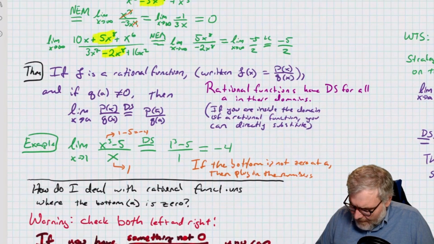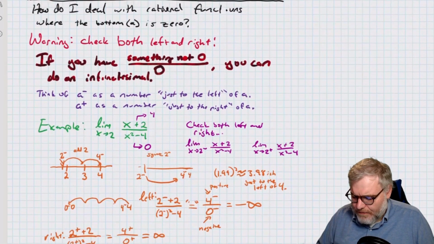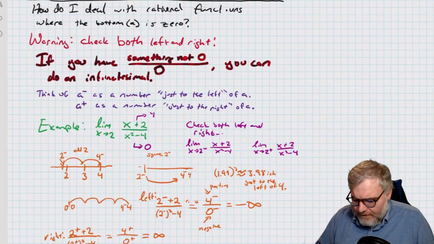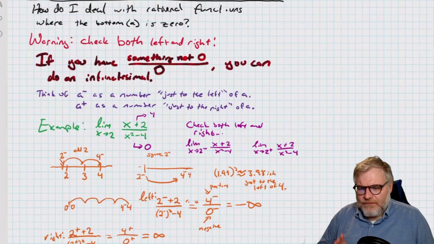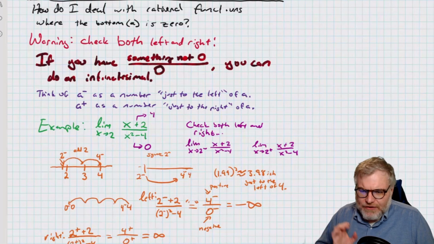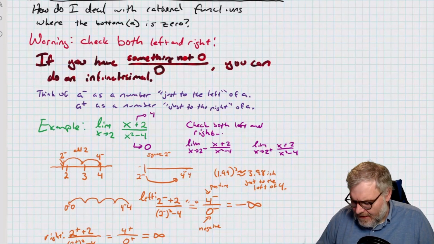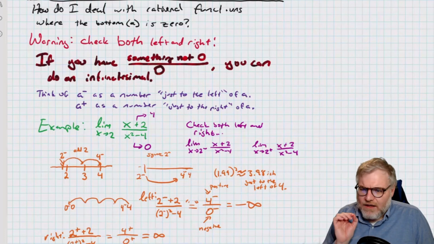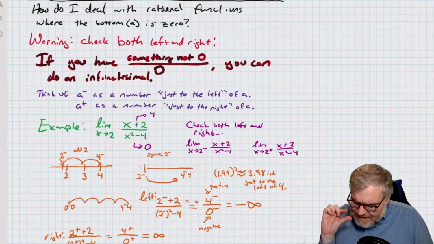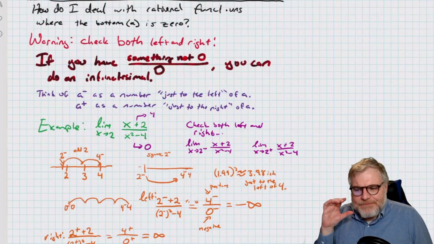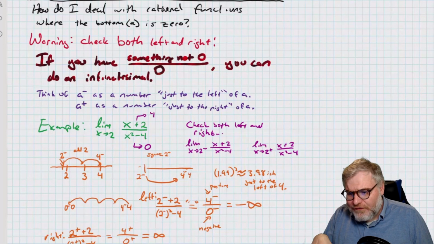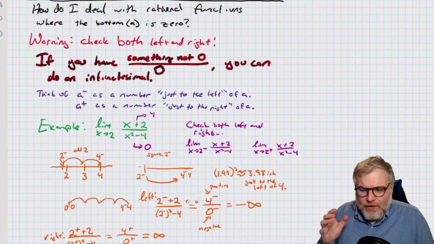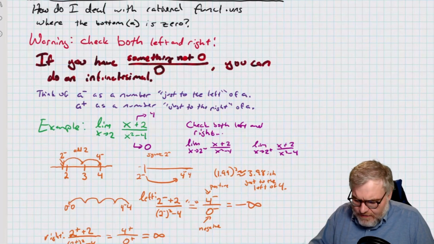Okay. So now the question is, how do I deal with rational functions where the bottom at a equals 0? Okay. So, first thing up front, check both the left and the right. The second thing is you can use a trick called infinitesimals. And this is really intuition. You can prove that you can do these things, but it requires a lot more mathematics than we're going to get into in this class.